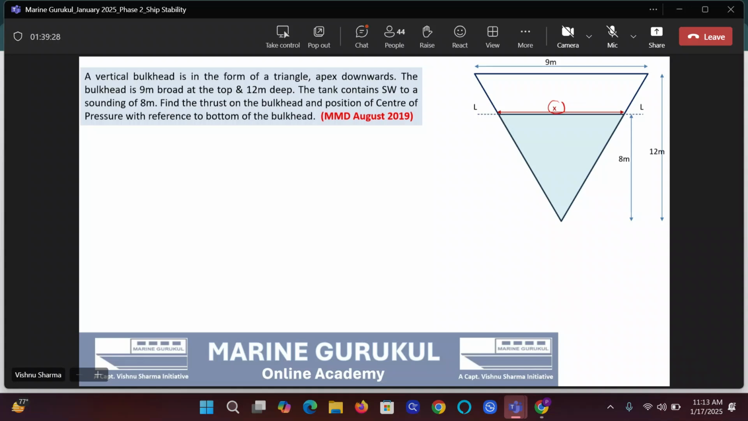By theorem of parallel axis, side X of the small triangle corresponds to side 9 meters of the bigger triangle. Height 8 meters of this triangle corresponds to height 12 meters of the bigger triangle. So the ratio of the two will be the same. So by similar triangles, X by 9 will be equal to 8 by 12.